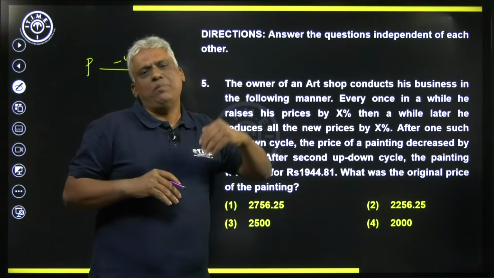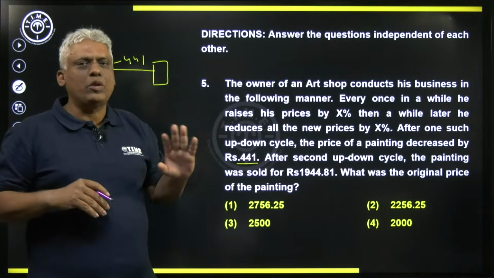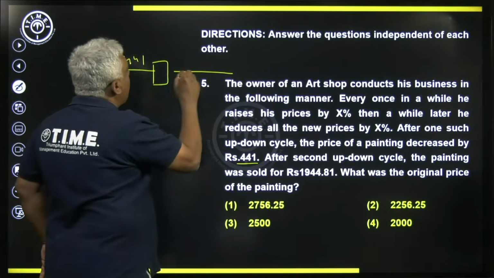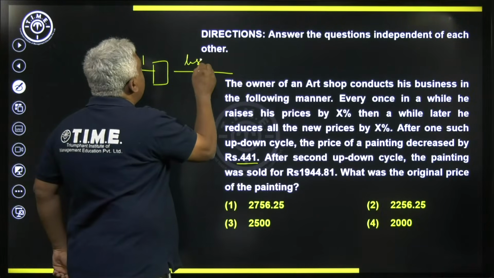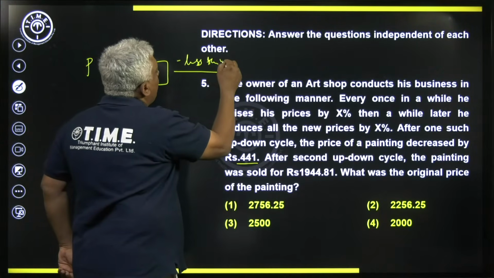It will be a decrease, right? Plus x, minus x, plus x into minus x by 100. So it's minus x square by 100%. Okay, so again, the decrease will be less because the base is lower, right? So this decrease will be less than 441. It will be less than 441, right?